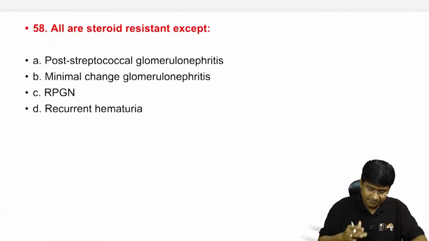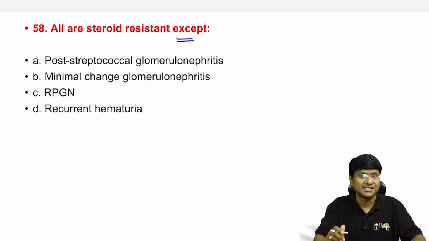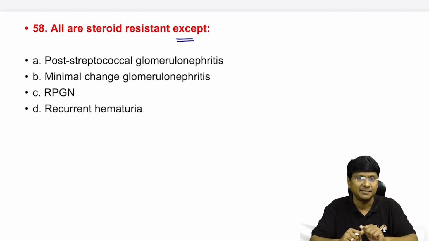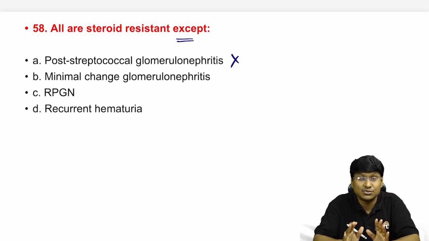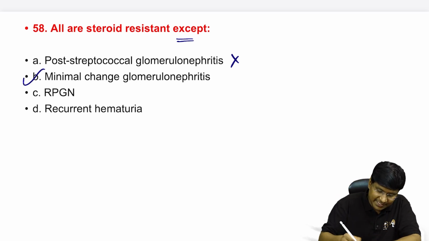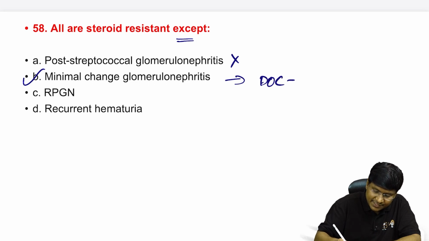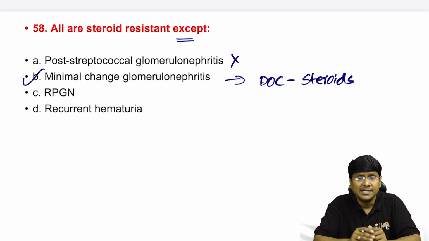Next question. All are steroid resistant except: post-streptococcal glomerulonephritis, minimal change disease, rapidly progressive glomerulonephritis, and recurrent hematuria. Post-streptococcal glomerulonephritis patients don't respond to steroids. There is no role of steroids in case of post-streptococcal glomerulonephritis. Whereas in case of minimal change disease, the drug of choice is steroids. And you have to give steroids for nearly 24 weeks. Some patients require just 8 weeks, but some require up to 24 weeks also, right?